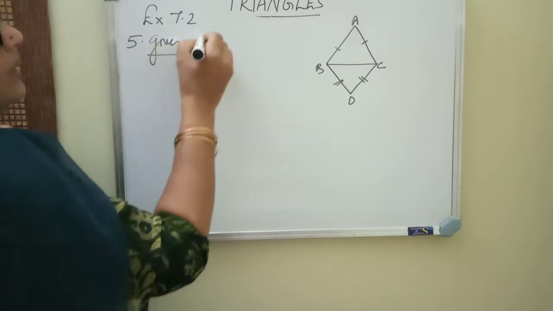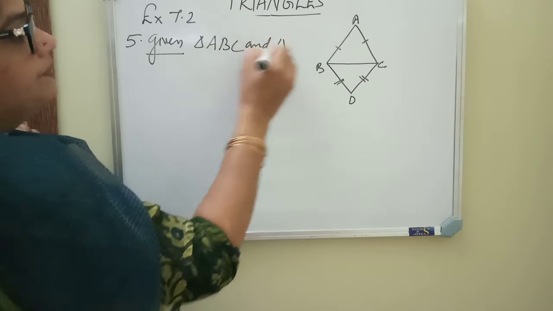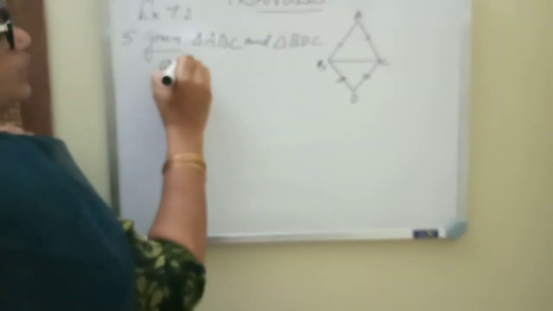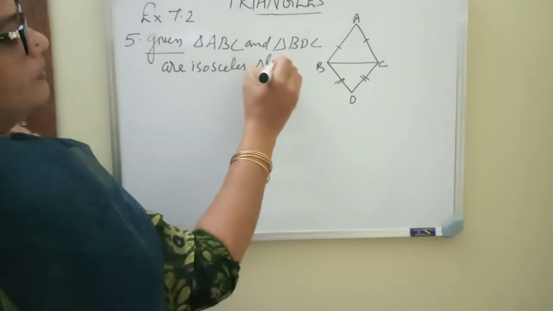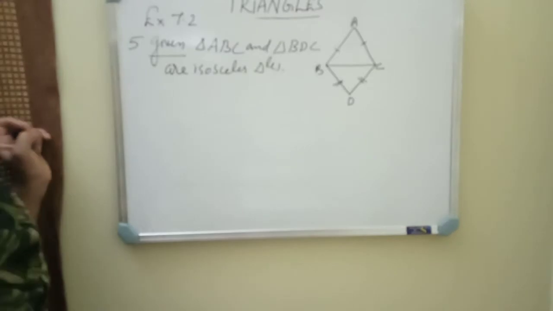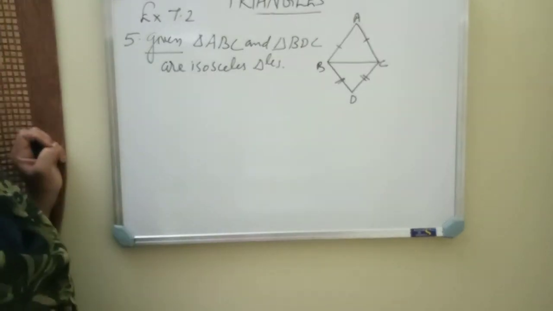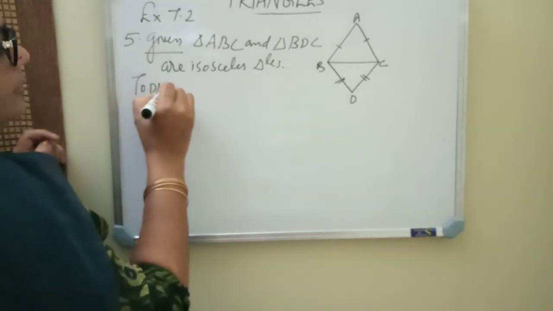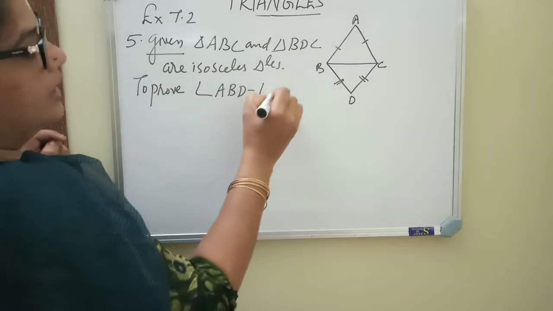What is given? Triangle ABC and triangle BDC are isosceles triangles. Okay. So triangle ABC and triangle BDC are isosceles triangles. They ask you to prove that. What we have to prove, children? To prove angle ABD is equal to angle ACD.